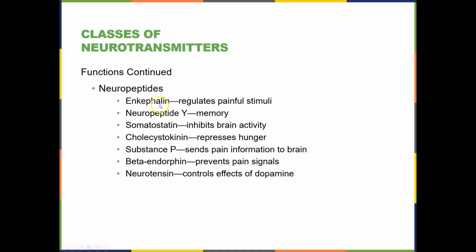And then we have multiple neuropeptides that have different functions. So enkephalins regulate pain, so help us to withstand too much pain. Neuropeptides help in memory, help in regulating our memories. Somatostatins inhibit brain activity. Cholecystokinins repress hunger. I love this one. Substance P sends information of pain to the brain. Beta endorphins prevent pain, and neurotensin controls dopamine.